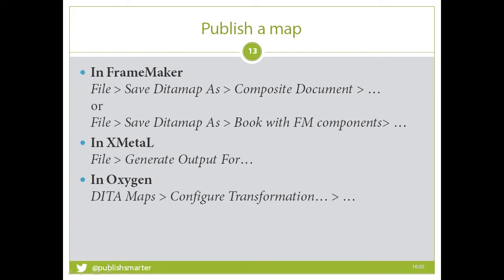In XMetaL and Oxygen, the toolkit is used behind the scenes or you're using style sheets, and in order to access it in XMetaL, you would choose File, Generate Output, and you'll see the dialog in a few moments, and in Oxygen, under DITA Maps, you would do your configure transformation.